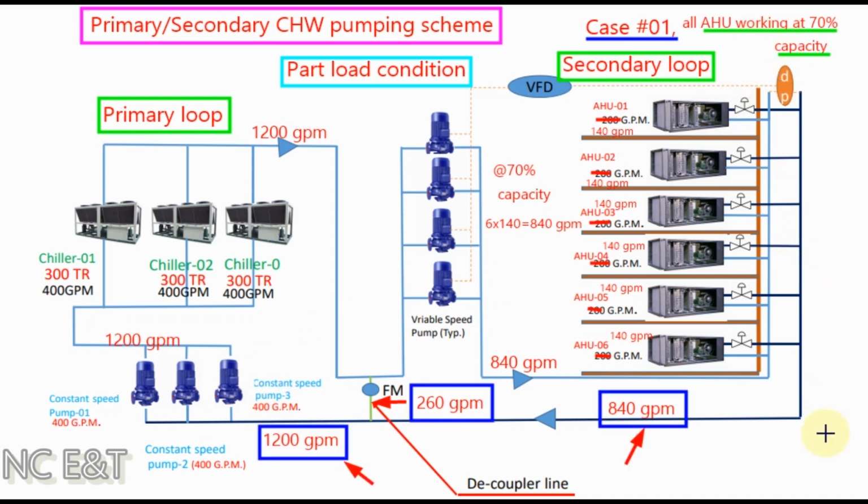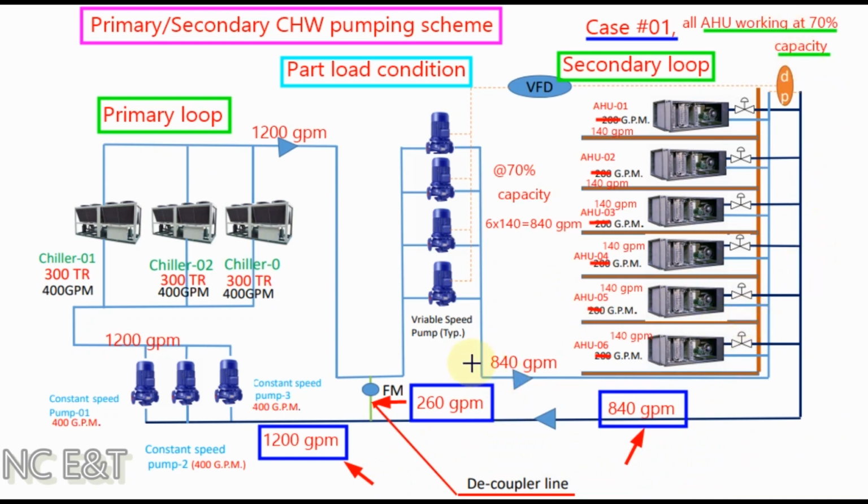So in this case we found there is a difference in the chill water flow in primary and secondary loop. In primary loop we have 1200 GPM, whereas in the secondary loop we have only 840 GPM. There is a difference of 360 GPM.